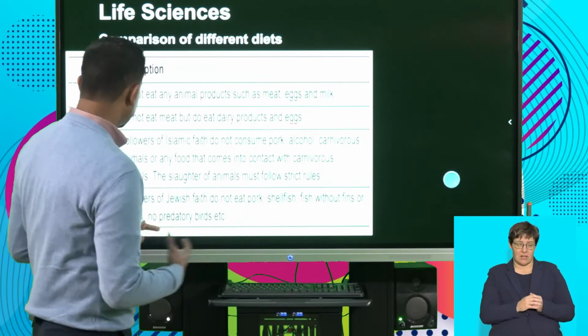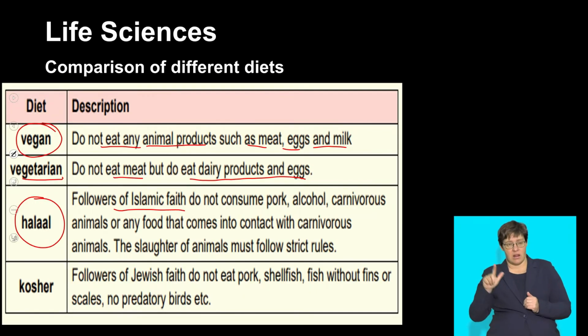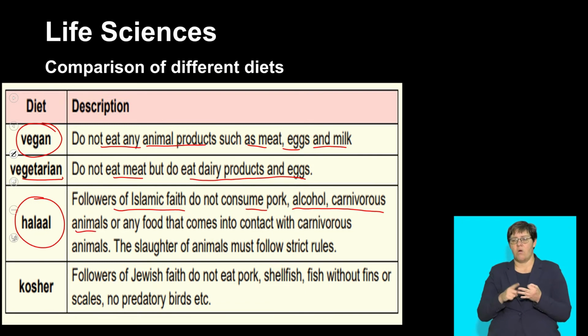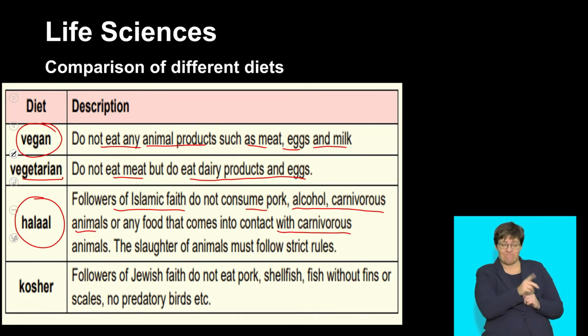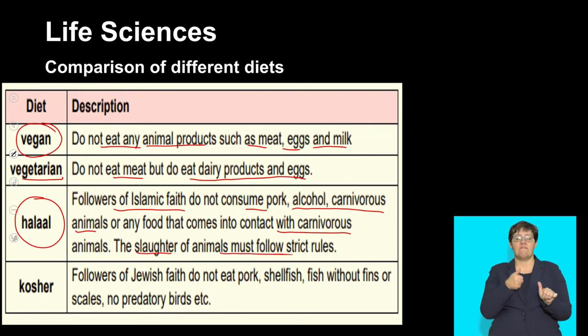We also would have heard of a diet which is halal. And then again, that's a diet followed by the Islamic faith, and they do not consume pork, alcohol, or carnivorous animals, or any food that comes in contact with carnivores. They basically slaughter the animal and they follow strict rules and will recite a prayer when doing that. And so that's a specific diet for individuals.